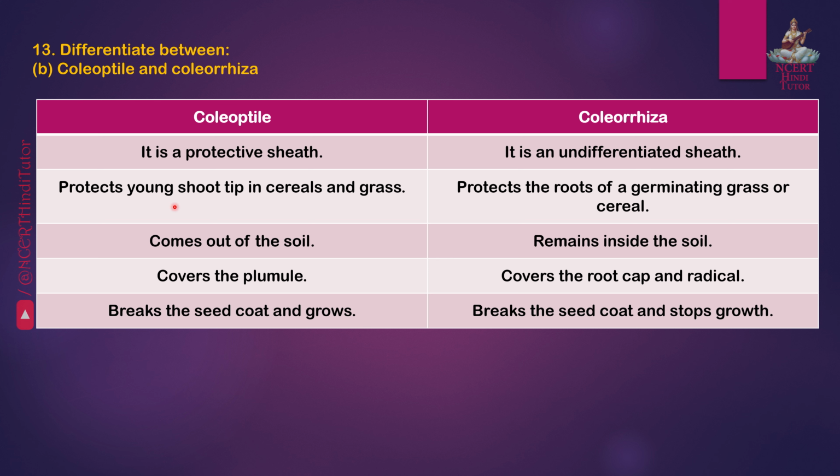Coleoptile protects young shoot tip in cereals and grass. Coleorrhiza protects the roots of a germinating grass or cereal. Coleoptile comes out of the soil. Coleorrhiza remains inside the soil. Coleoptile covers the plumule. Coleorrhiza covers the root cap and radicle. Coleoptile breaks the seed coat and grows. Coleorrhiza breaks the seed coat and stops growth.